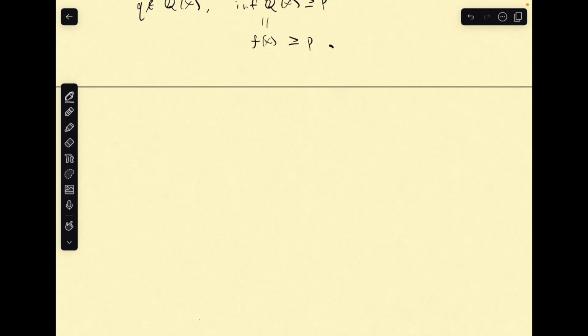Now we want to show that f of x is continuous. So what does it mean for a function to actually be continuous? Essentially, if we have some open set in the range, then the preimage of that open set must be open in the domain with respect to that function. And this is what defines a continuous function.